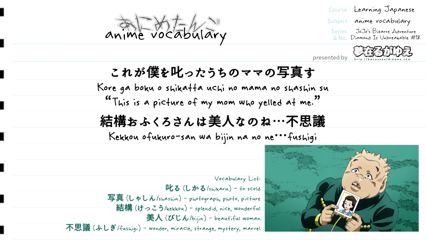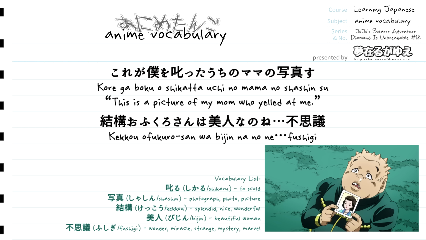And so we see that uchi is the first noun in this noun of a noun modification, so uchi no mama. The word uchi translates to basically home or inside group or something along those lines. So the kind of nuance here is that it is basically my mom. So uchi no mama is going to be my mom, and so then boku o shikatta uchi no mama is going to be my mom who yelled at me basically.